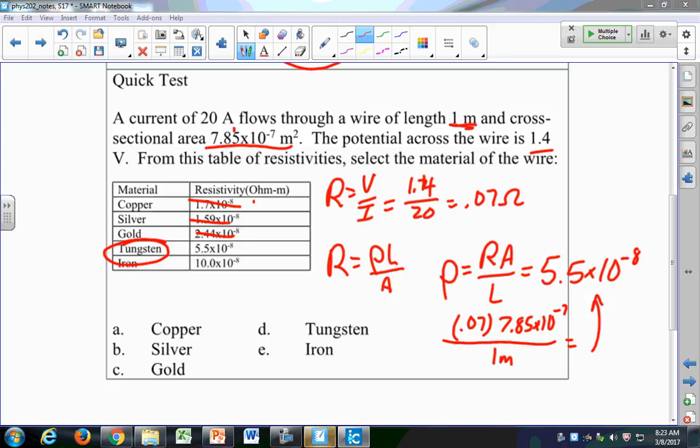So as I said, it's a nice way to determine if you have an unknown metal: you can measure its dimensions and then measure its resistance by Ohm's law, and look it up in a table. You can determine what that unknown metal is. There are other ways to do that, but it's a nice, simple way to do so.